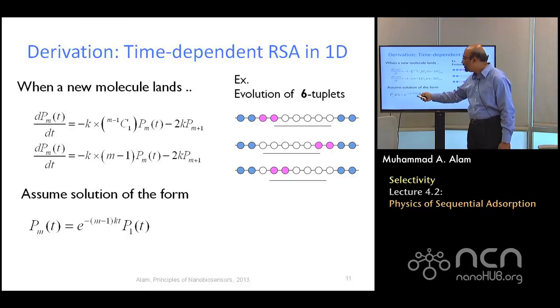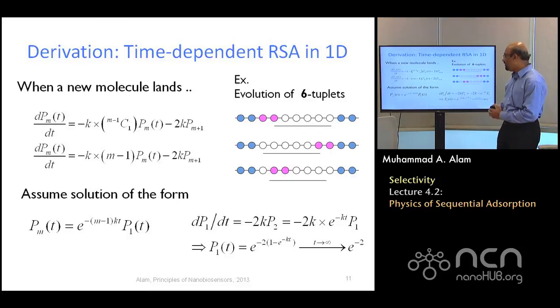You can just put this solution in here, and that will give you immediately dp1/dt, the probability that you have a single isolated open space, given by this simple relationship. And once you solve for it, you will see that eventually, after a long period of time, 1 over e squared of the white spaces will never get erased. At the end of the day, there will be all these dimers sitting there, but these empty spaces will remain, and the number is 1 over e squared.